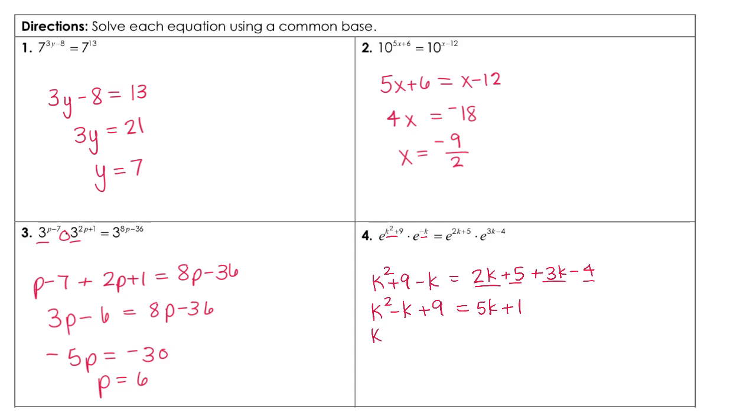Now moving everything over, getting ready for factoring, we have k squared minus 6k plus 8 equals 0. And factoring this, it looks like it's going to be negative 4, negative 2. And now setting each part equal to 0 and solving, we see that k is either going to be 4 or k is 2.